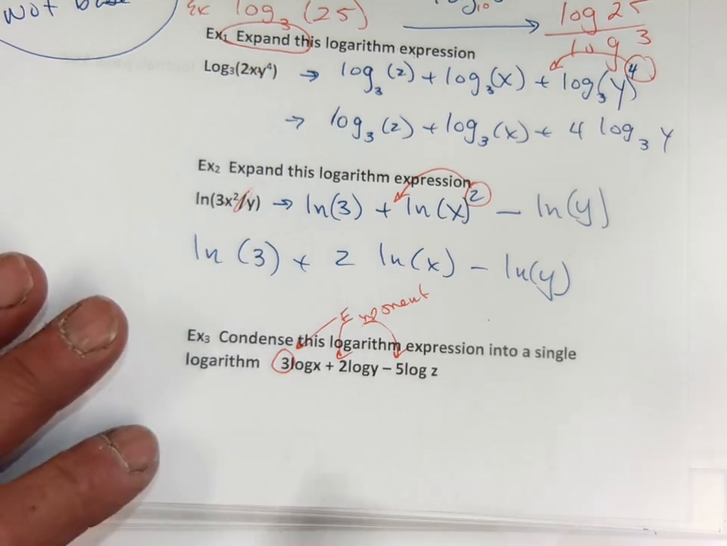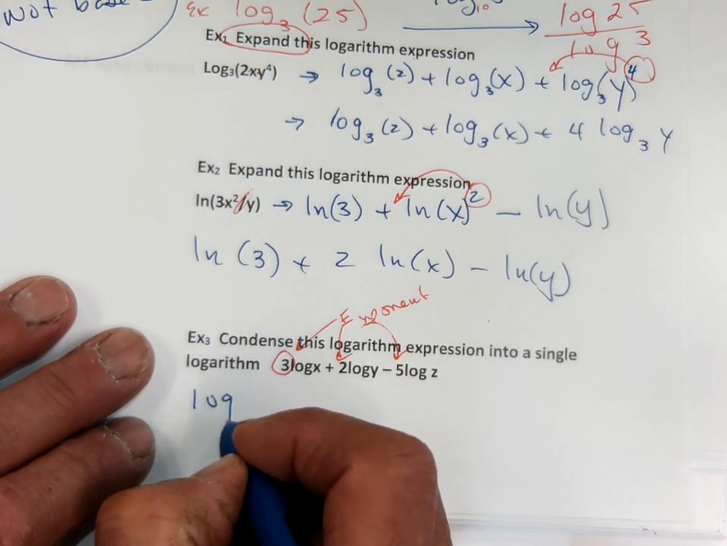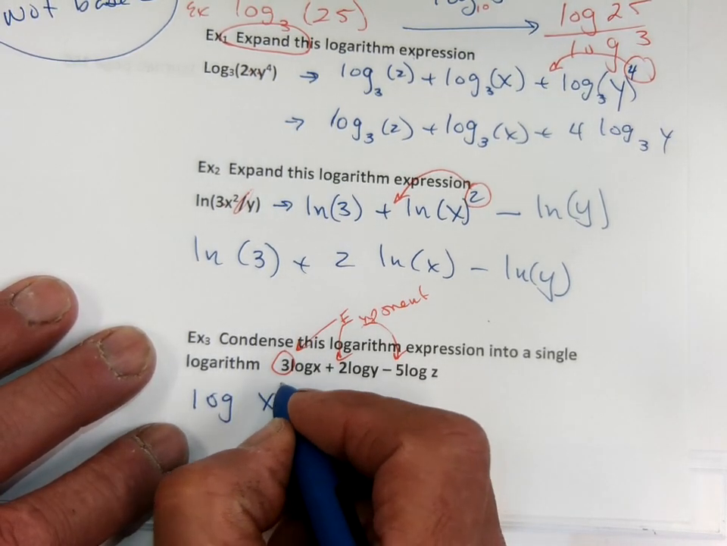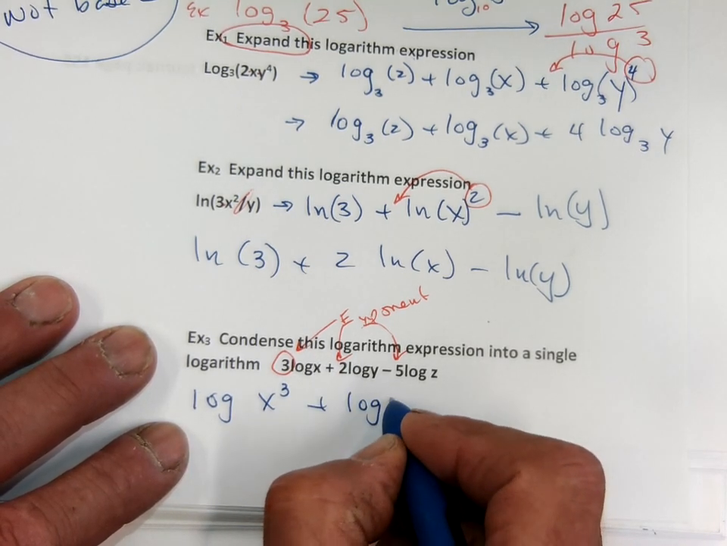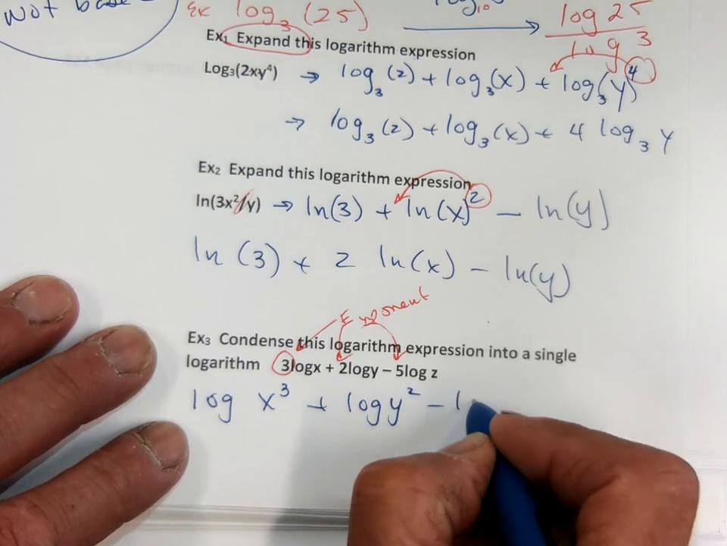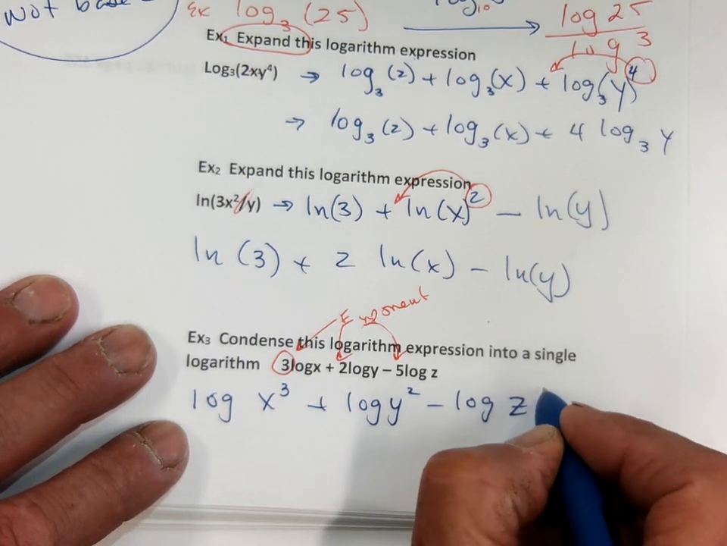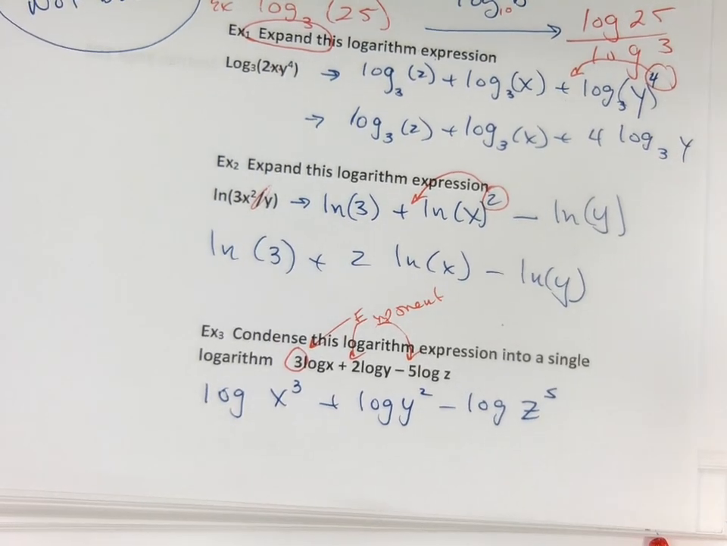So we're going to rewrite this as log of x to the third plus log of y squared minus log z to the fifth. Okay, so I brought the exponents back in. They were exponents, they got floated down. Now I bring the exponents back in.